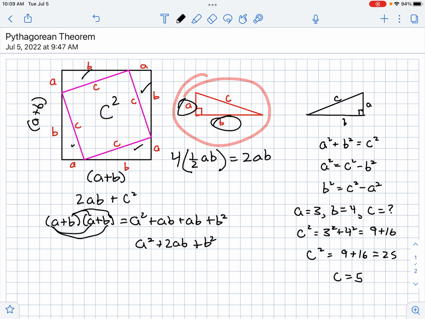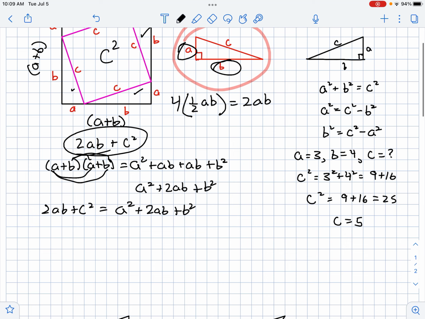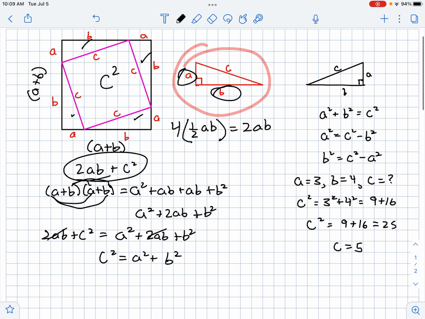So look at what we have now. We found earlier that the area is 2AB plus c squared. And now this new way, we're saying the area is A squared plus 2AB plus B squared. Well, the 2AB's cancel, and we get c squared is equal to a squared plus b squared. So if you do have a right triangle, the hypotenuse squared is equal to the sum of the squares of the other two sides. That's if you have a right triangle.